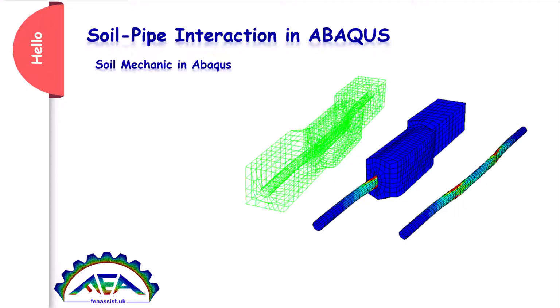We have many pipes in the industry which are buried and under soil. So if we apply some load on the soil, what will happen to the pipe? To understand how to model it, how to simulate it in Abaqus, stay with us.